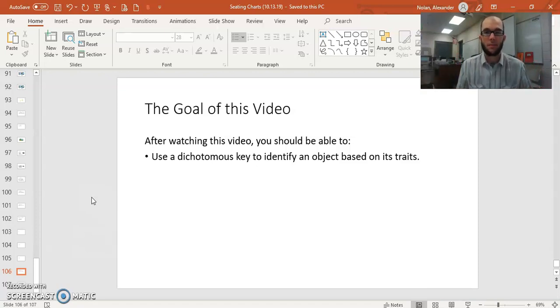So dichotomous key, that's a tool. Yes and no questions. The key to using the dichotomous key is that you have to answer the questions correctly every time. If you mess up even one question, you're going to show up in the wrong place. You're going to end up with the wrong object. So let's look at a few examples here. I'll do as many in this video as I have time for.